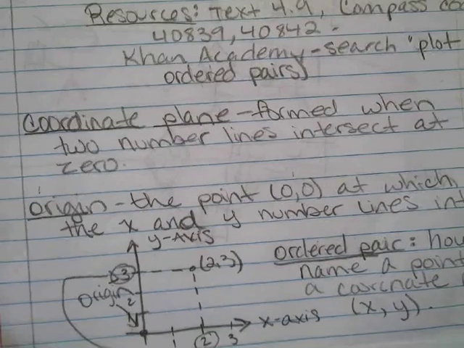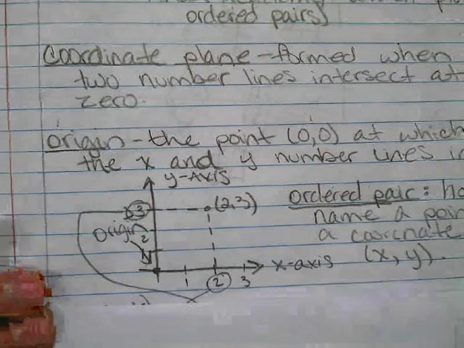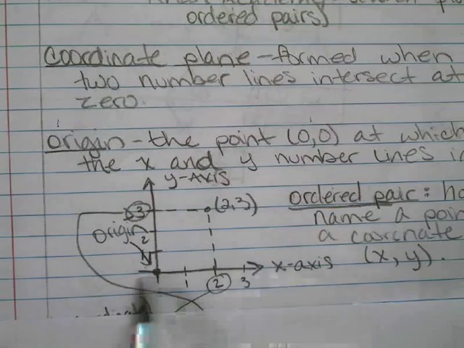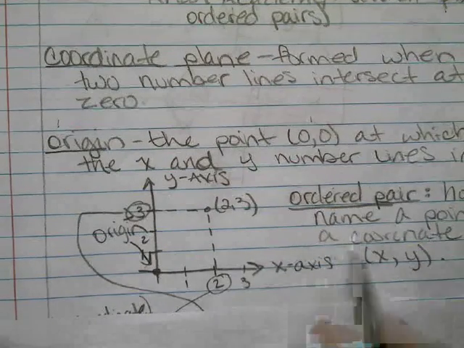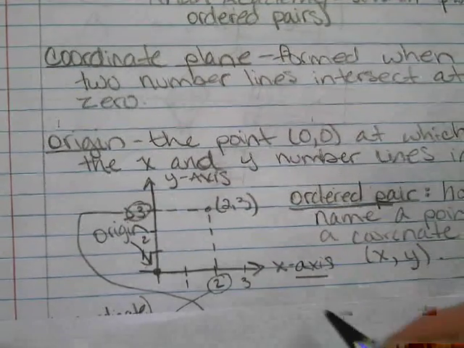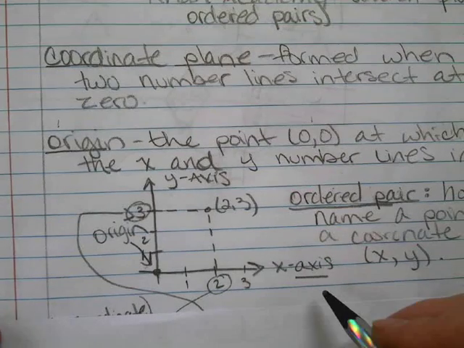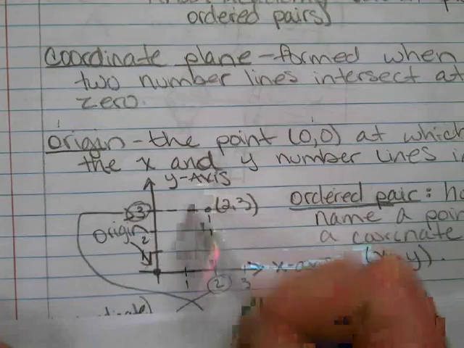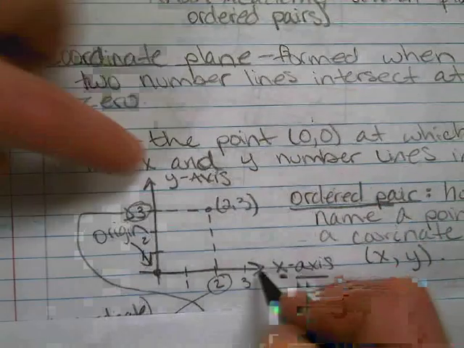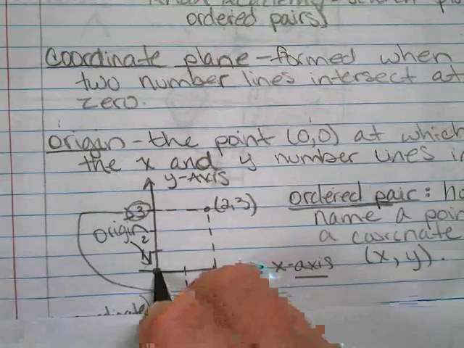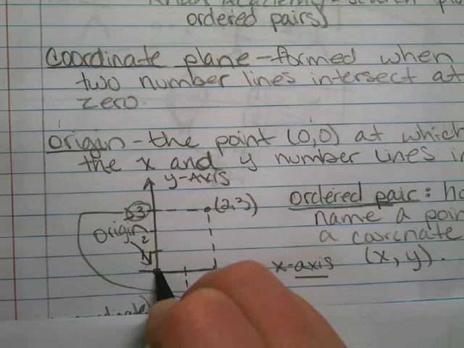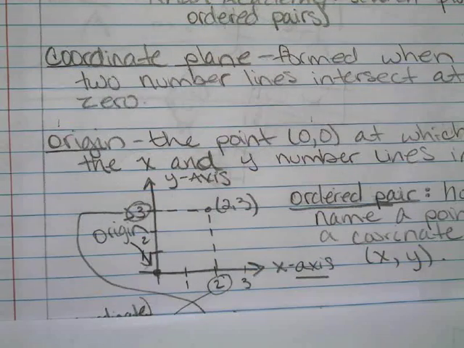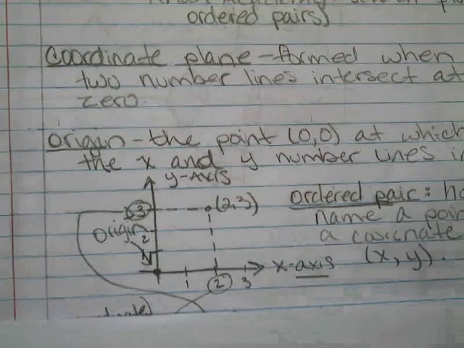So here we have a sketch of a coordinate plane system. Our x number line is the horizontal one. It's called the x-axis, and that is the horizontal axis. The vertical axis is the y-axis. Where they meet right here, that's called the origin. The point at which the x and y axis meet is always written with the ordered pair 0, 0.